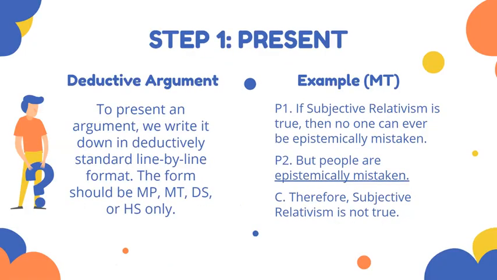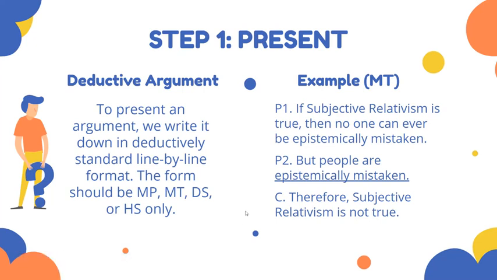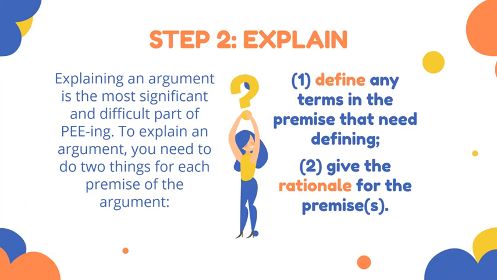So step 1 is to present or explicate, which we've already seen. So for a deductive argument, to explicate it is just write it down in deductively standard line-by-line format. So the form should be modus ponens, modus tollens, disjunctive syllogism, or hypothetical syllogism. So here's an example. I'd put P1, P2, C. So premise 1, if subjective relativism is true, then no one can ever be epistemically mistaken, but people are epistemically mistaken, therefore subjective relativism is not true. So you don't have to know all the terms there, but that argument is in modus tollens, and it is valid. The second step is to explain the argument.